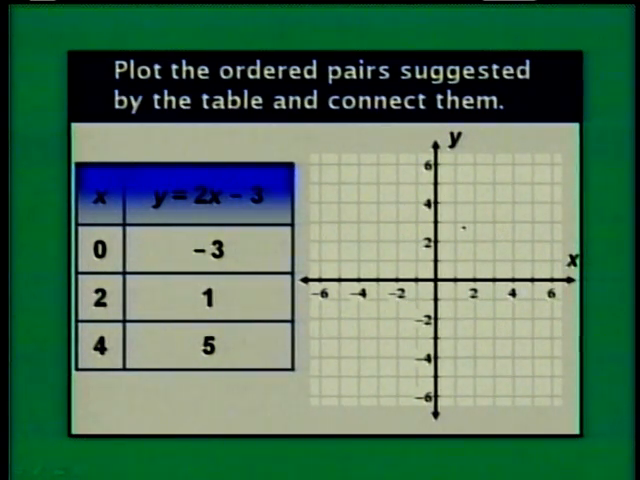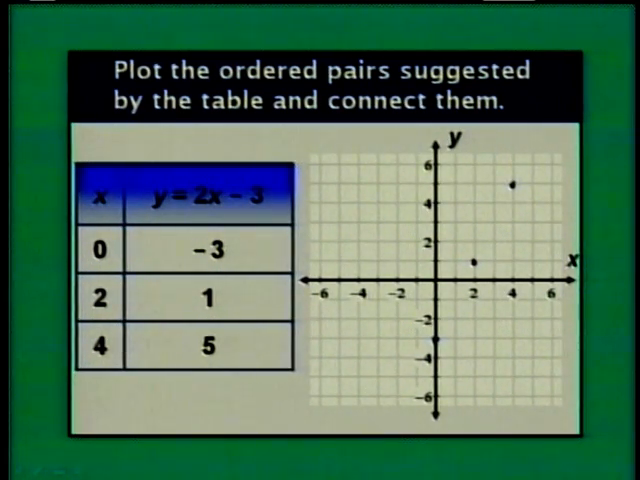I have the point 0, -3. This tells me go to 0 on the x-axis and down 3. 0, -3 lies on the y-axis. This is my y-intercept. The next point is the point 2, 1. So I go to 2 on the x-axis and then up 1. My next point is the point 4, 5. So I go to 4 on the x-axis and then up 5.